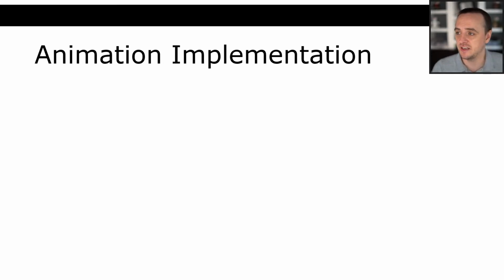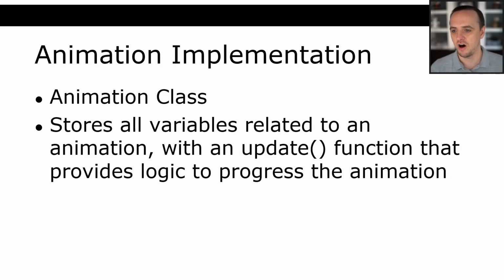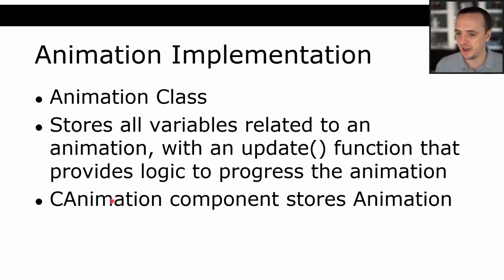How are we going to actually implement this? Well, we're going to have an animation class. And this animation class is just going to handle that bookkeeping for us. And I've gotten comments in the past that this goes a little bit against our sort of pure ECS. So the way we are going to implement this is we're going to have all of our variables related to animation inside an animation class, and then an update function that provides the logic to progress the animation. So we're going to have an animation component, and the animation component is going to store an animation object.